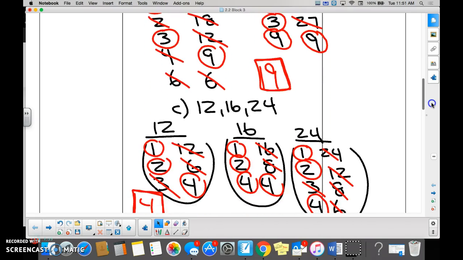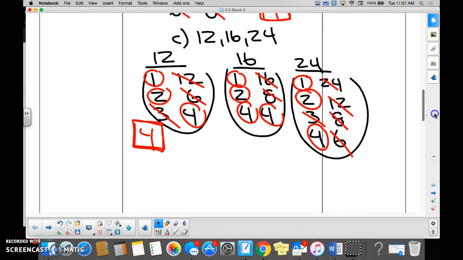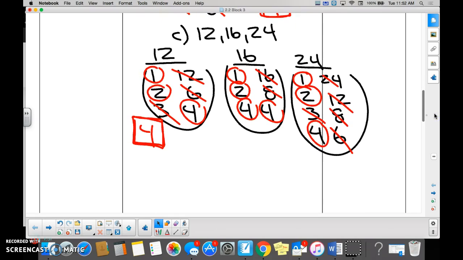C seems tricky, but it's not. We asked you to find the greatest common factor of 3 numbers. You circled the ones that were in common, and you crossed off the ones that were not. Now, question though. It looks like 12 has a factor of 6, and 24 has a factor of 6. Does 16 have a factor of 6? No.